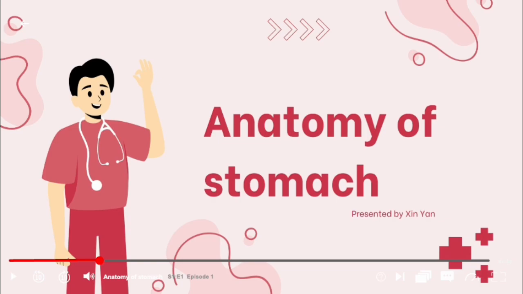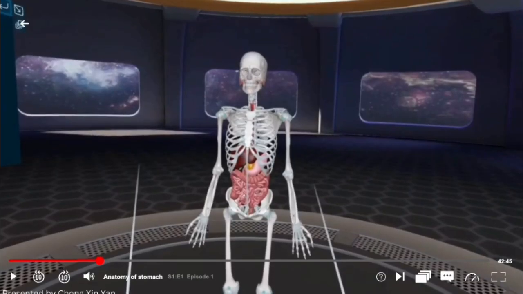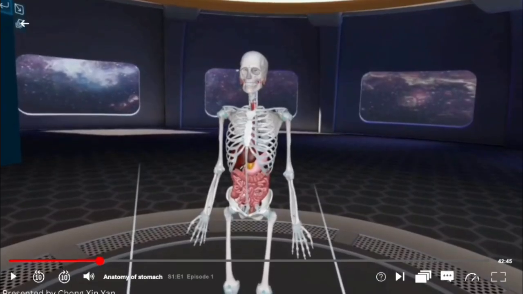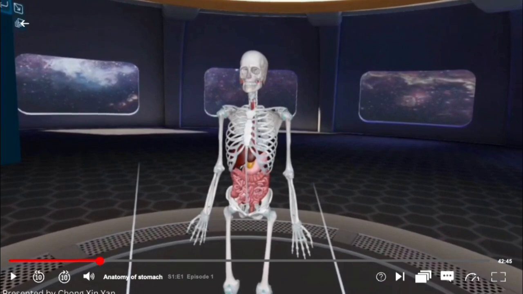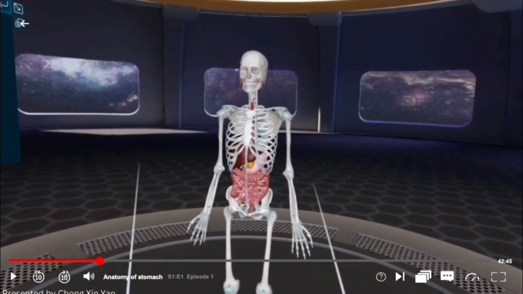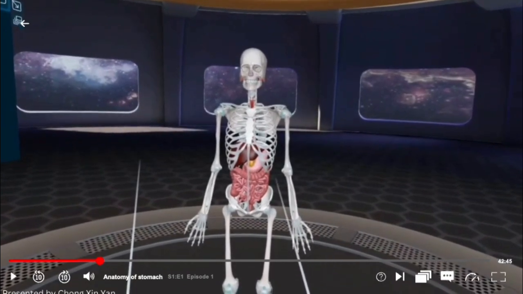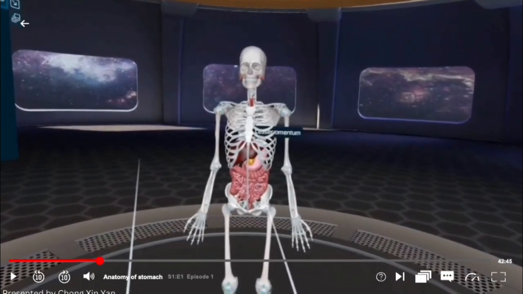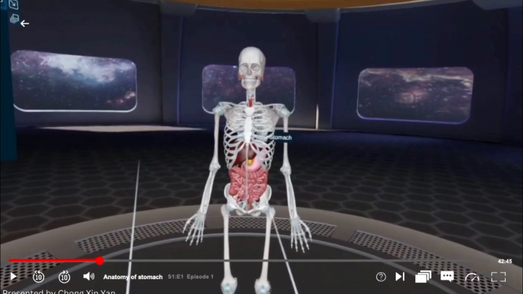Hi, I'm Xin Yan. I will be talking about the anatomy of the stomach. The stomach is located in the human body left of the midline and centrally in the upper area of the abdomen. The stomach is a large, muscular, and hollow organ, allowing for the capacity to hold food.